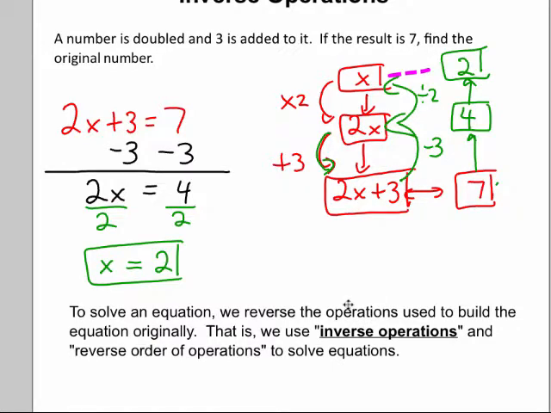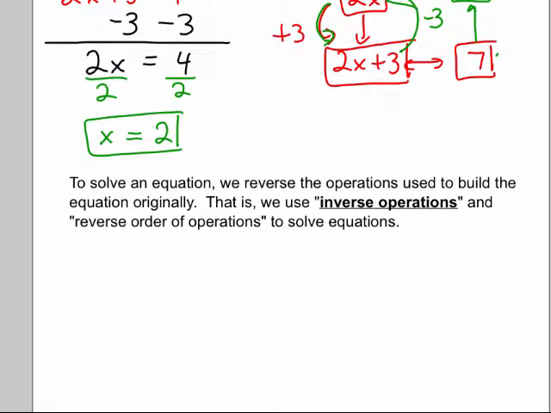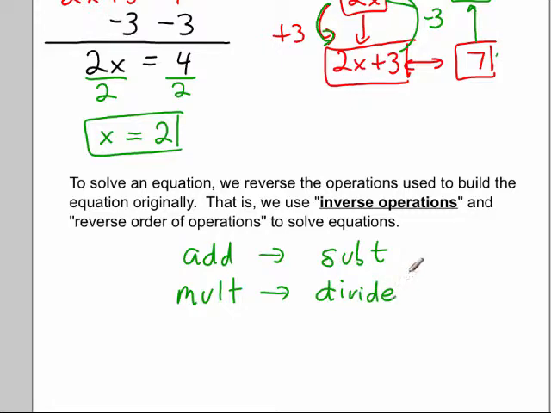an equation is really reversing your operations that were used to build the equation originally. That means that we use inverse operations to solve equations. And by inverse operations, I just mean operations that undo the effect of an original operation. Some of the common ones we know that if we add 3 to something, subtracting 3 will bring us back to what we started with. So adding and subtracting are inverse operations. If we multiply something by 2, and then we want to bring it back to what the number was originally, well, dividing by 2 will do that. So multiplying and dividing are inverse operations.